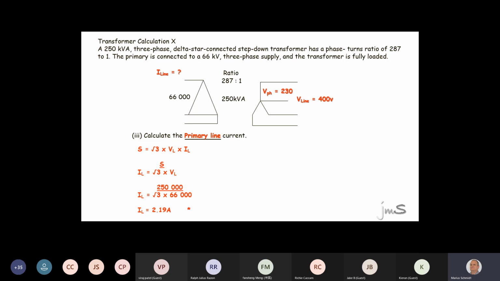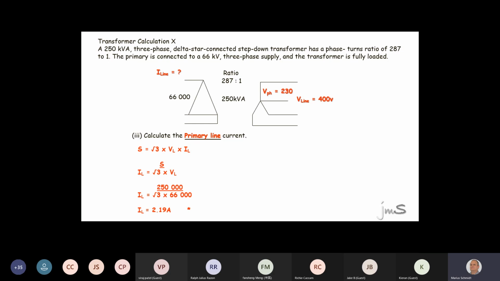If you don't, you didn't use brackets. If you don't, you didn't move your root. See if you get it. Got it? So just say 250,000, bracket open, you write there root 3, times 66,000. Alright, 2.19. So brackets will help, eh?